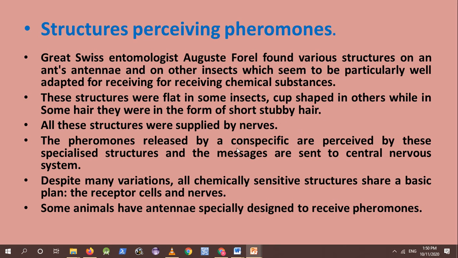When pheromones are released by conspecifics, they are perceived by these specialized structures and messages are sent to the central nervous system. Although there are variations, and the perceiving structures are a little different in each, all share the basic plan that there is a receptor cell and a supply of nerves. Some animals have antennae specially designed to receive pheromones. Most animals have antennae and they receive pheromones.